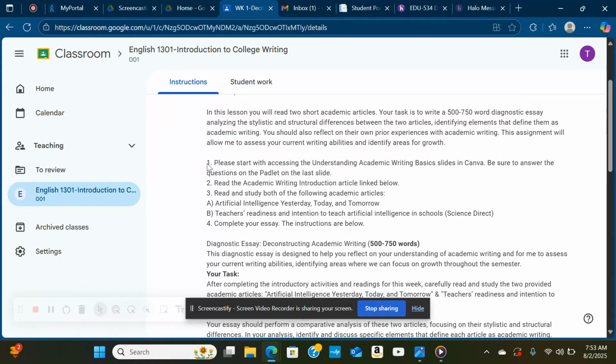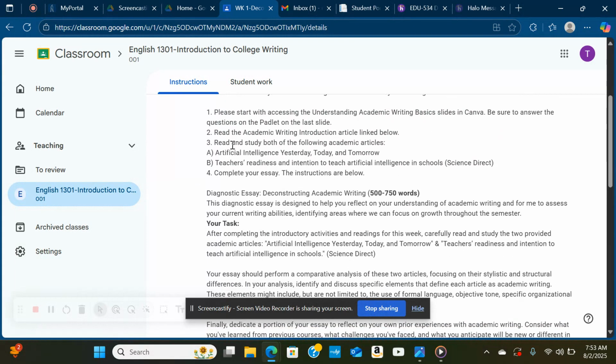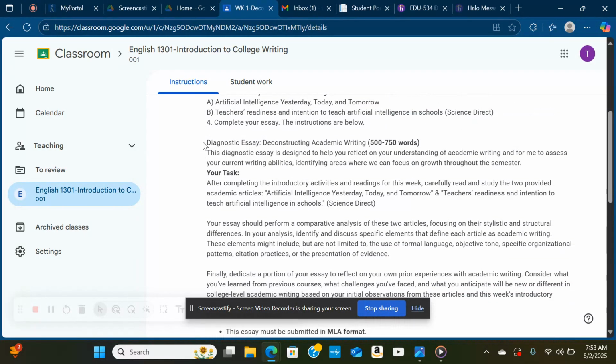Here are the directions. It tells them exactly what to do. Start with accessing the Understanding Academic Writing Basics slides in Canva. And then there's a Padlet at the end that they need to answer questions on. They will then read the Academic Writing Introduction article, read and study both of the following articles as well. So artificial intelligence, and there's also one about teachers' readiness and attention to teach artificial intelligence in school. And then after reading those articles, they will complete their essay.